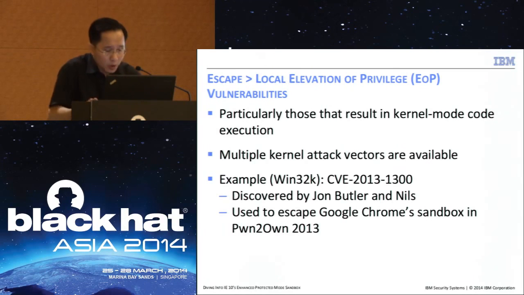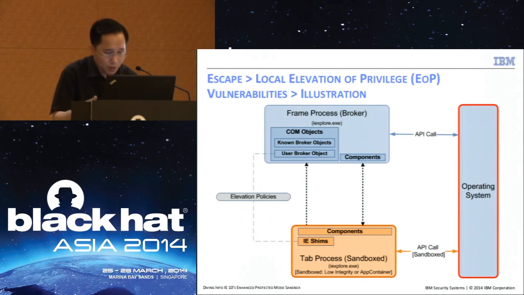An example of a kernel bug used to escape the browser sandbox is when John Butler and Niels used the Win32k bug to escape the Chrome sandbox in Pwn2Own 2013. So just to illustrate, an attacker is really not interested in the sandbox mechanisms, since the attacker will be directly targeting the operating system.